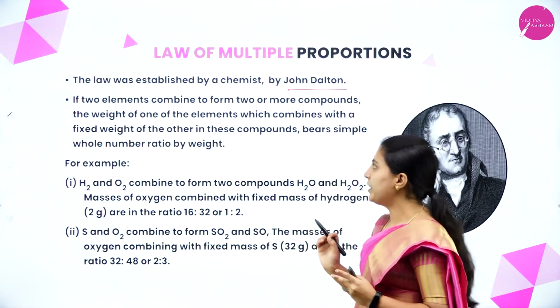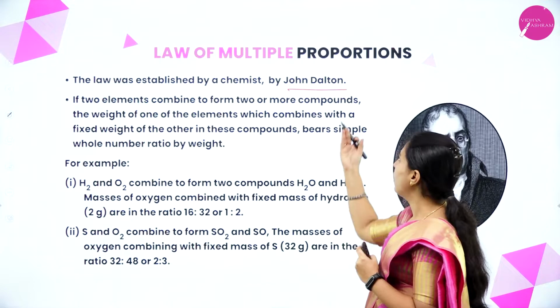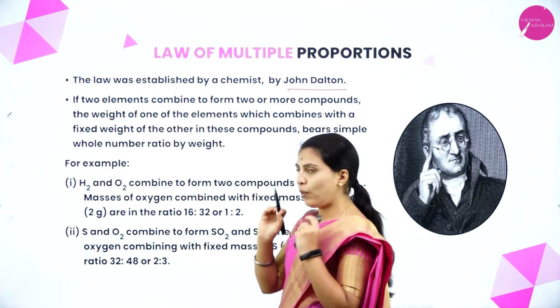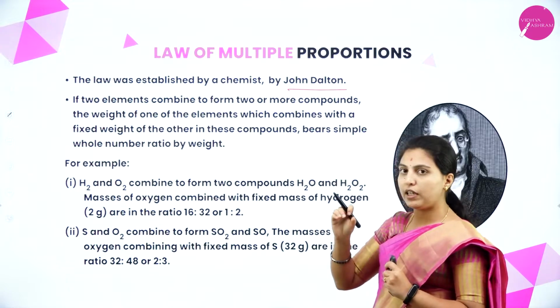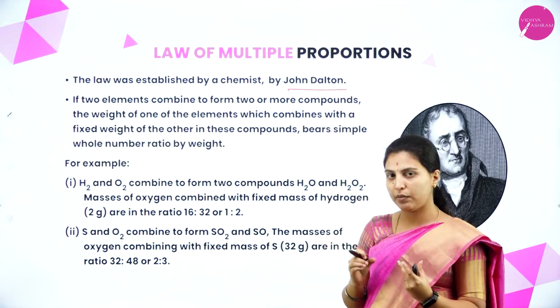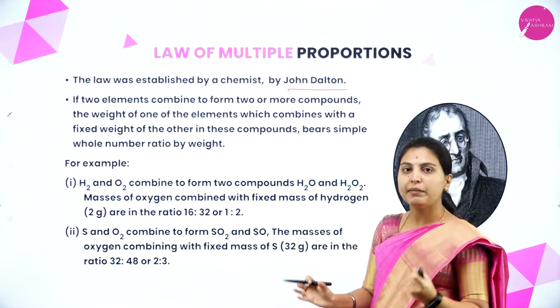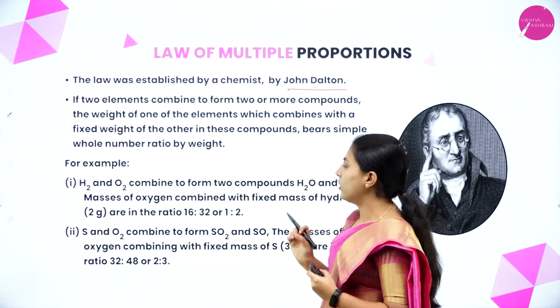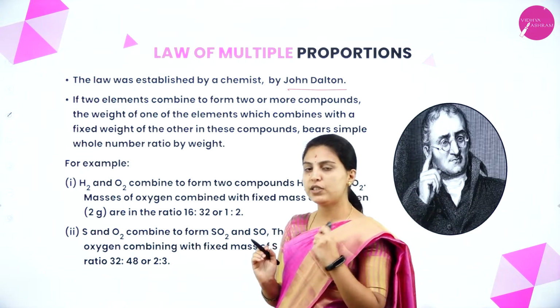If 2 elements combine to form 2 or more compounds, the weight of one element combines with a fixed weight of the other. One element having a fixed amount will be combined with another element's fixed amount. At that time it will form a compound. For two or more compounds, it will be a whole number ratio of its weight.